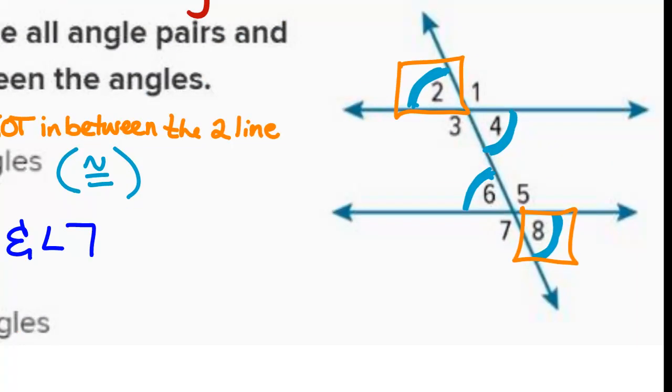Come over here and look at those. Let's look at 3 and 6. Do those two look like they're the same size? Do they look congruent? For 3 and 6? Those don't look the same size. Like 2 and 6 look the same size, but 3 and 6 don't. So they're not congruent. They are supplementary.